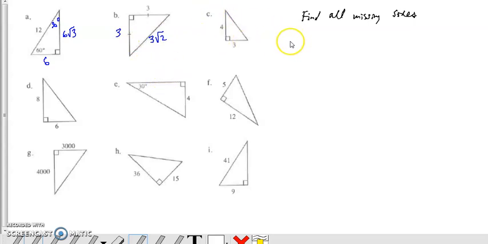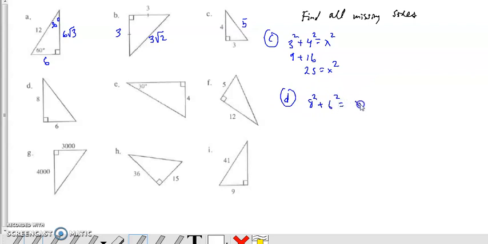For part C, I would use 3 squared plus 4 squared is equal to, let's just call it x squared. So 9 plus 16 gives you 25. So x has to equal the positive version of 5. So that's for letter C. For letter D, I'll put that over here. D would be 8 squared plus 6 squared is equal to x squared. So 64 plus 36 gives me 100, equal to x squared. So the square root of 100 is 10.